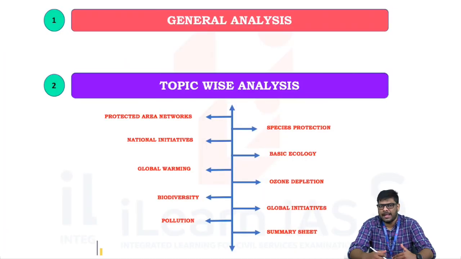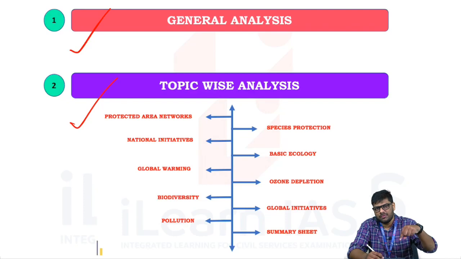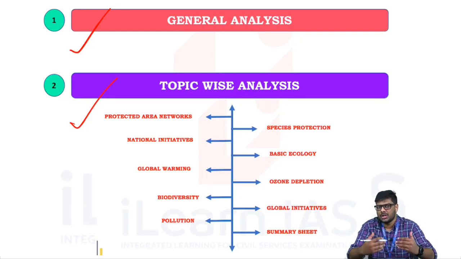So let me explain the overall structure of this particular session. This lecture will contain two different sections. First one would be a general analysis of the environment paper. Second would be a topic-wise analysis in which we focus on 9 focus areas an aspirant should follow to get 90% of the questions asked by UPSC correct. So this is the general structure of this lecture.